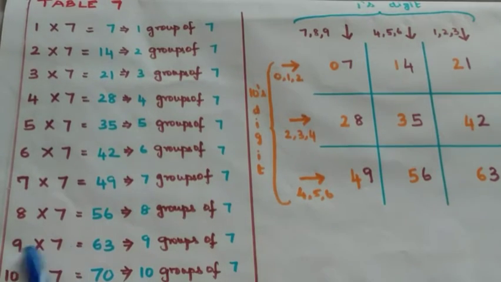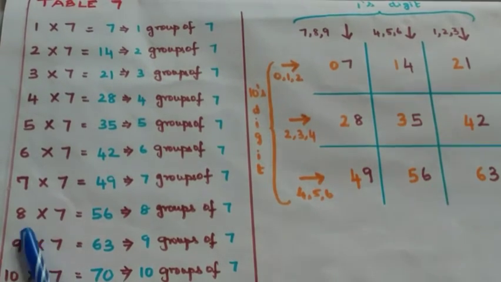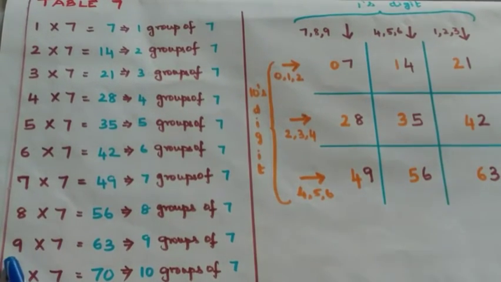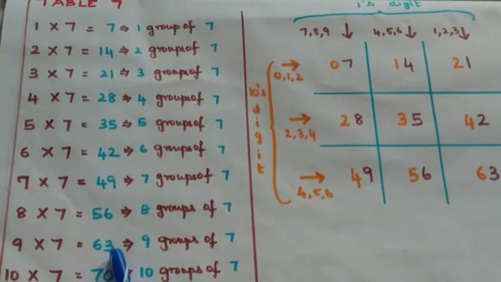Now let's check row 9, where 9 needs to be multiplied by 7. This means there are 9 groups with 7 items in each group. So when we need to find the total number of items in these 9 groups, we multiply 9 by 7 to obtain the result 63.